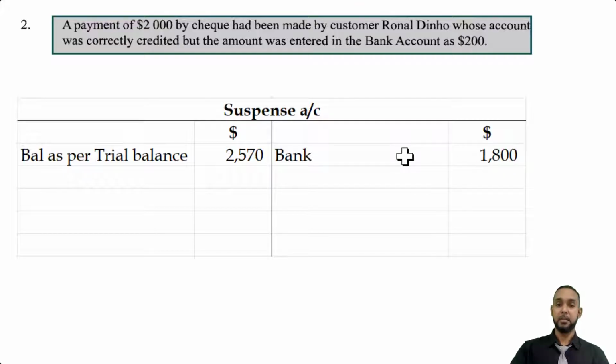Okay, so again, the credit to suspense account is what we use to help facilitate correcting the error where the amount put in the bank account was short by 1800. We're going to debit the bank, credit suspense, right?